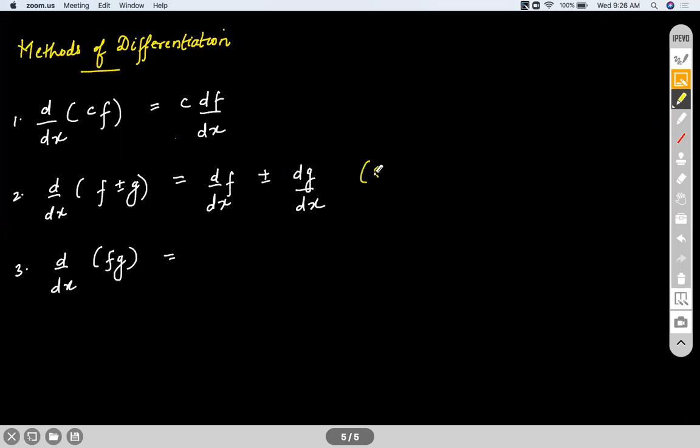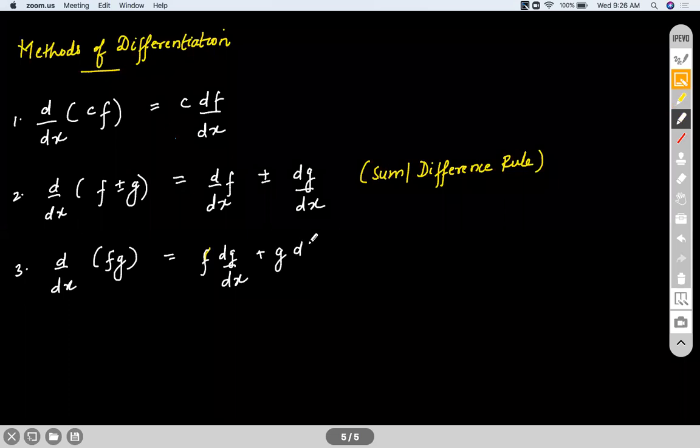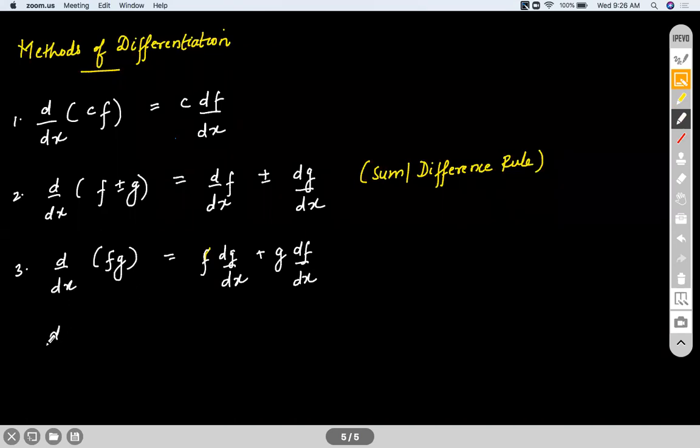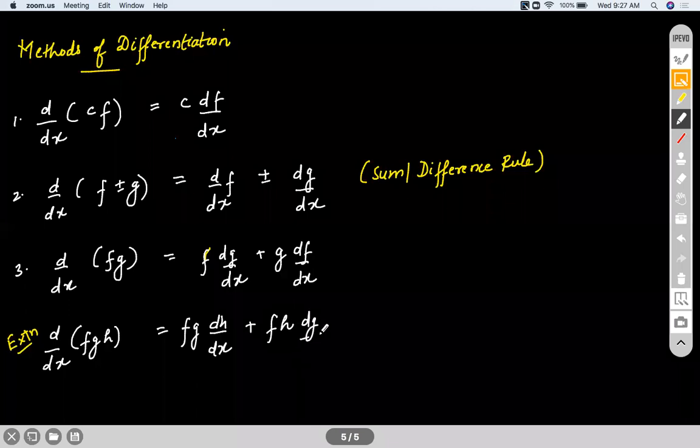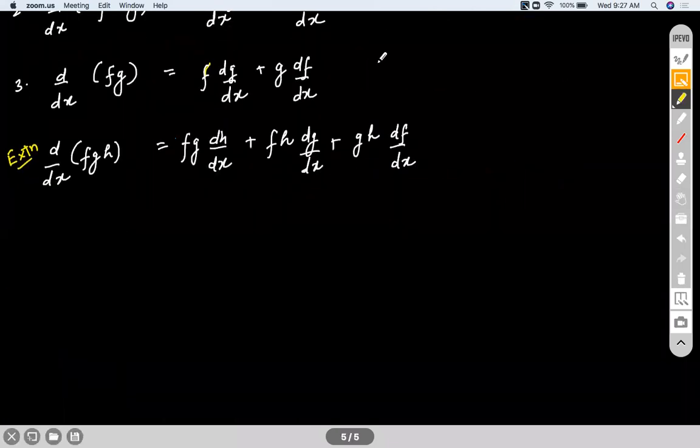By the way, let me write the name: sum/difference rule. Next, this is f derivative of g plus g derivative of f. So one at a time you have to differentiate, and the other functions will remain as such. And this can be extended even to, let's say, three functions. I'll write the extension. Even if you have three functions, let me say f, g, and h, it will be fg derivative of h plus fh derivative of g plus gh derivative of f. This rule is called the product rule. We all know that.